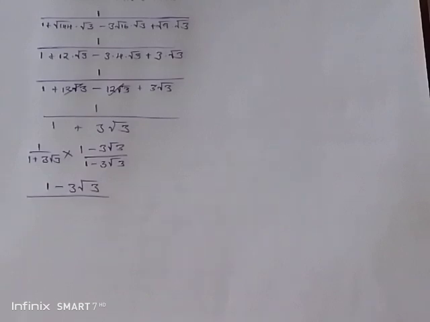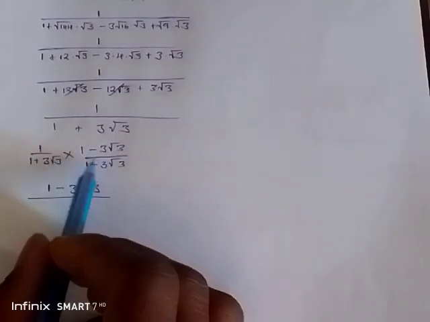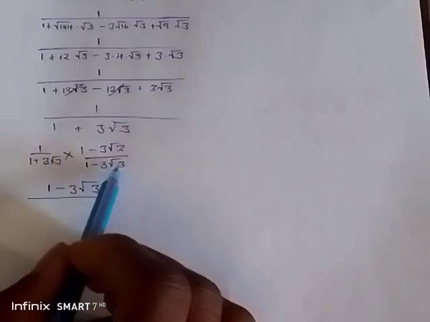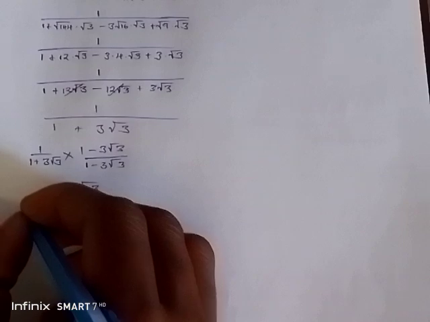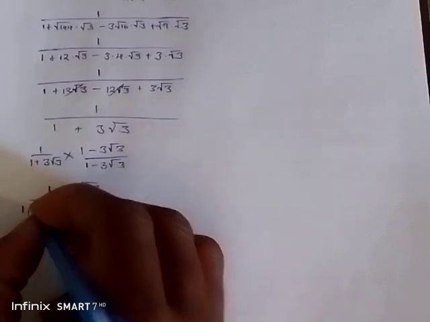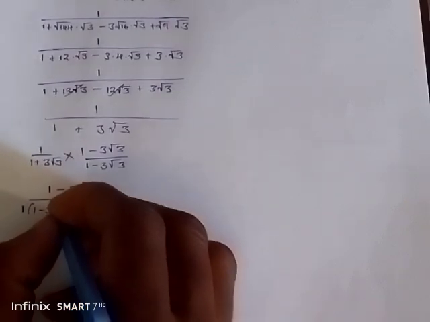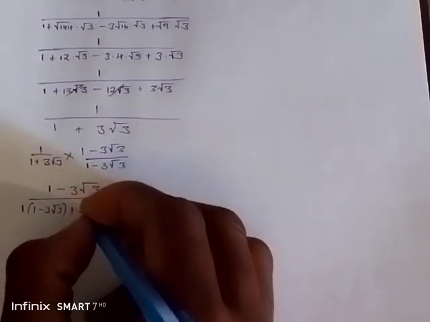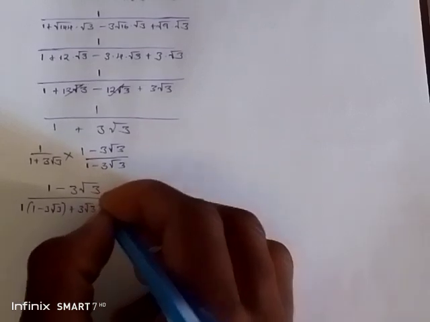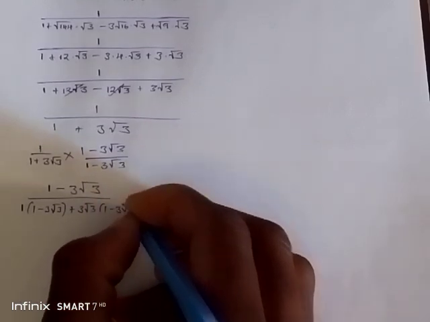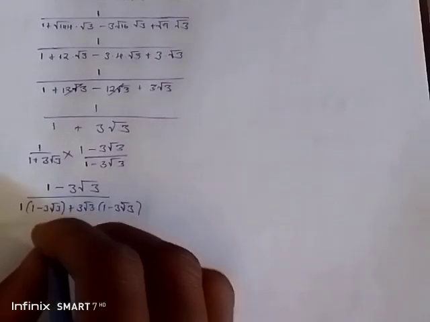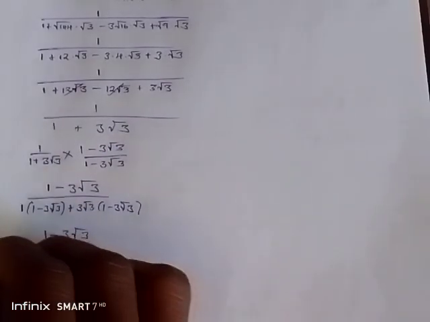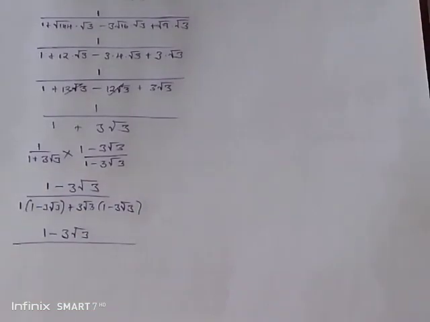Okay, so what we'll do here is, this 1 will multiply the whole of these things, and this 3 root 3 is going to multiply the whole of these things. So you're going to have 1 multiplying 1 minus 3 root 3 plus 3 root 3 multiplying 1 minus 3 root 3. So now, on the numerator we have 1 minus 3 root 3. Then we are going to have 4 over.